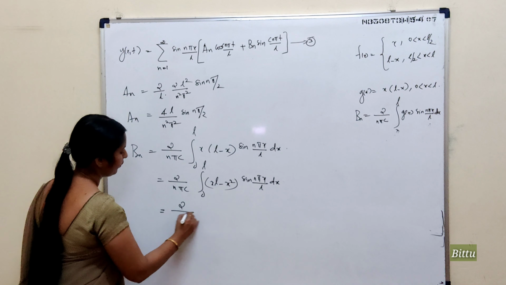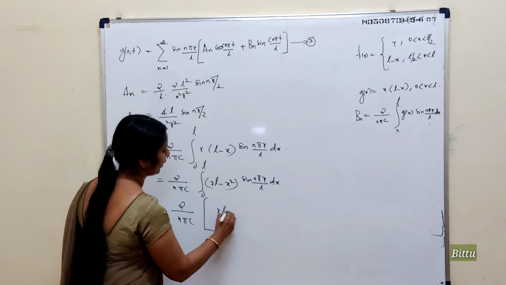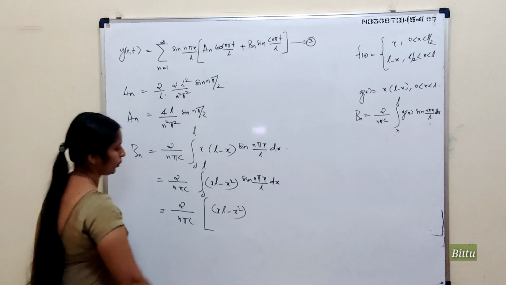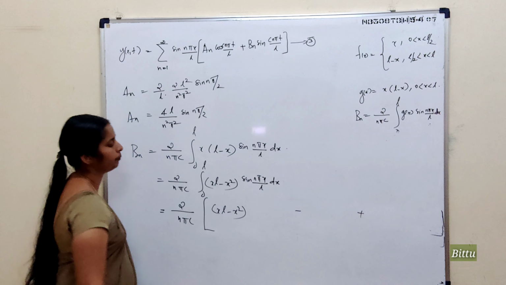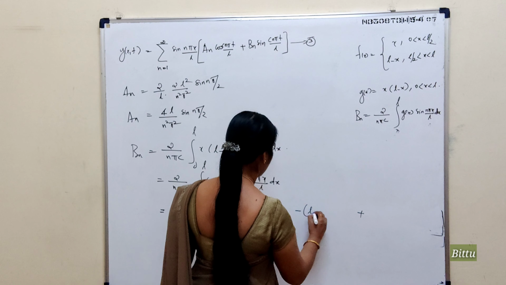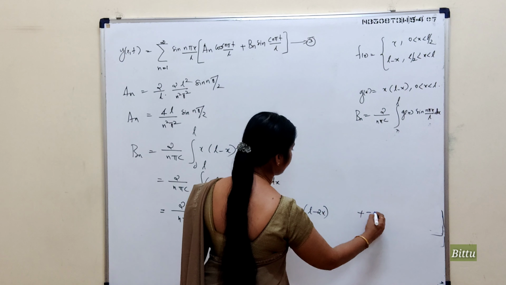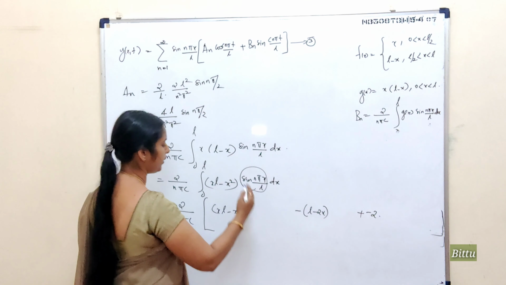For integrating, we have to apply the shortcut method. For that, we start with the polynomial, that is x(L minus x). Next you assign alternating signs starting with the plus sign. You write its successive derivatives. Its derivative is L minus 2x. Here it is minus 2. You consider the second term and write its integral here.